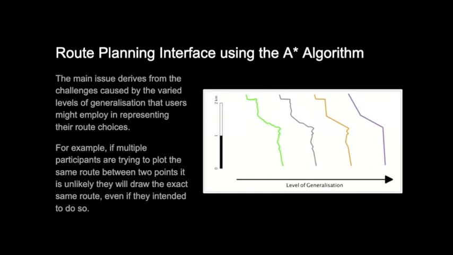So this challenge arises from the varying levels of generalization, both between lines that have been digitized by different users and between multiple lines that have been digitized by the same user, as you can see in the figure.